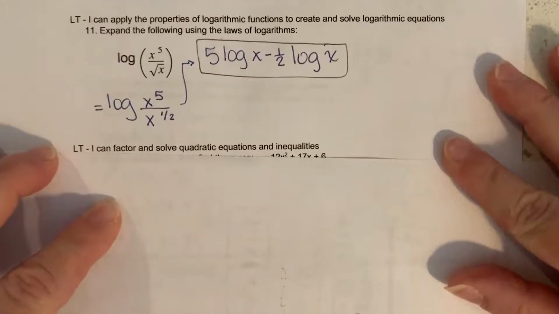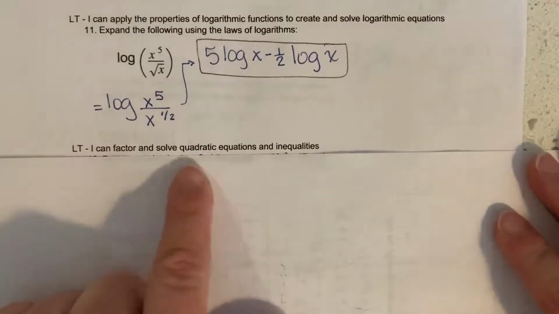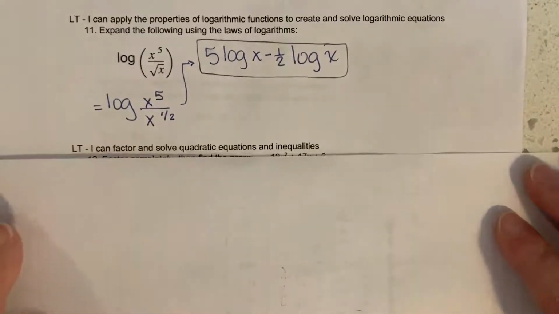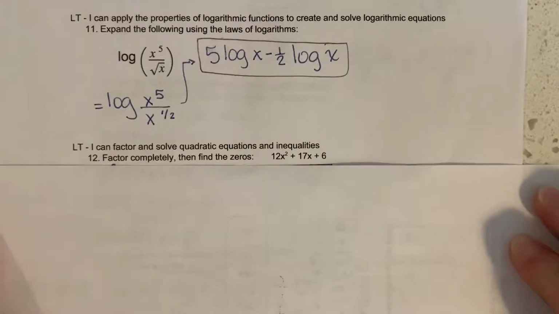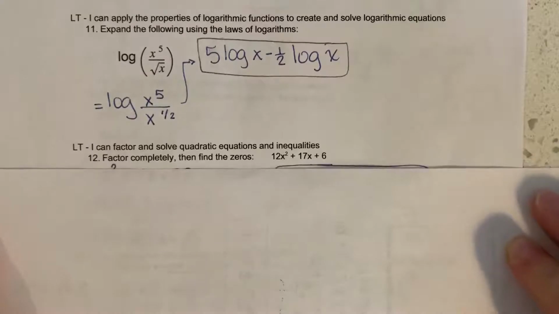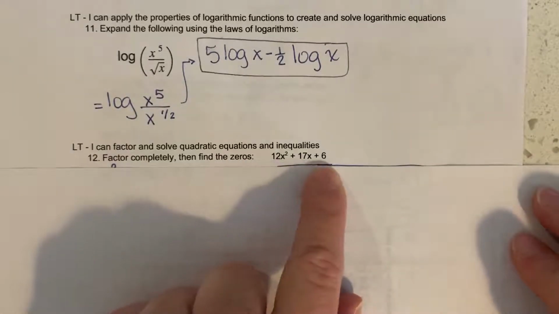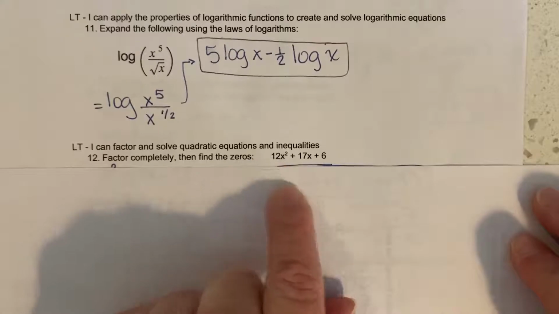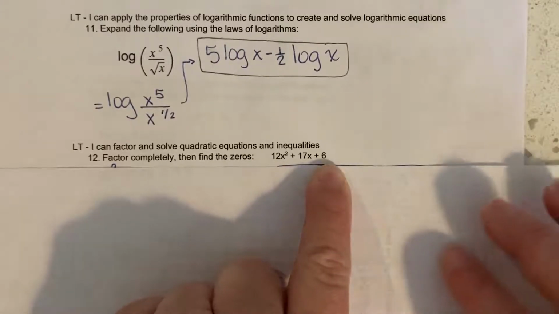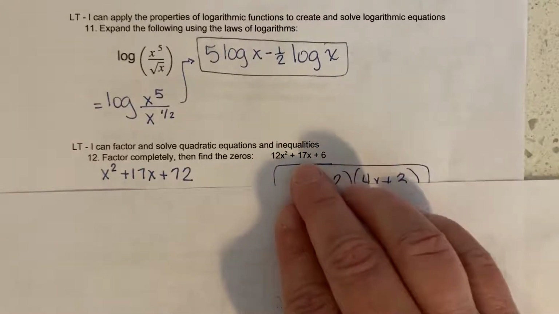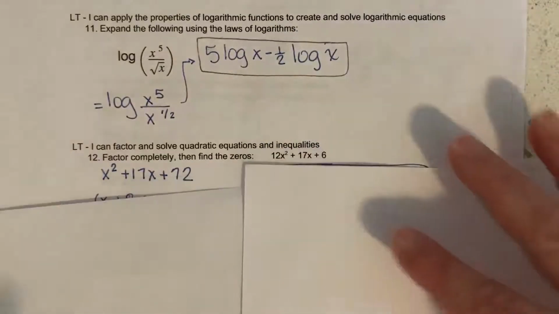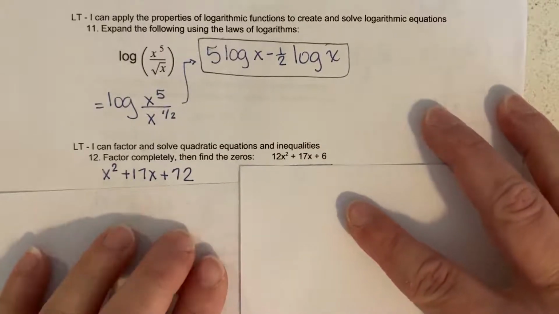All right, so the next learning target says, I can factor and solve quadratic equations and inequalities. So I just asked you to factor this completely and then find the zeros. Now remember, you can use box method to factor this, or you can use the slide method. So to use the slide method, we just rewrite this equation, only we slide that 12 to the back and multiply it by 6. So when we do that, I'm trying to cover all my work here, not that it matters, but I just want you to see it step by step.